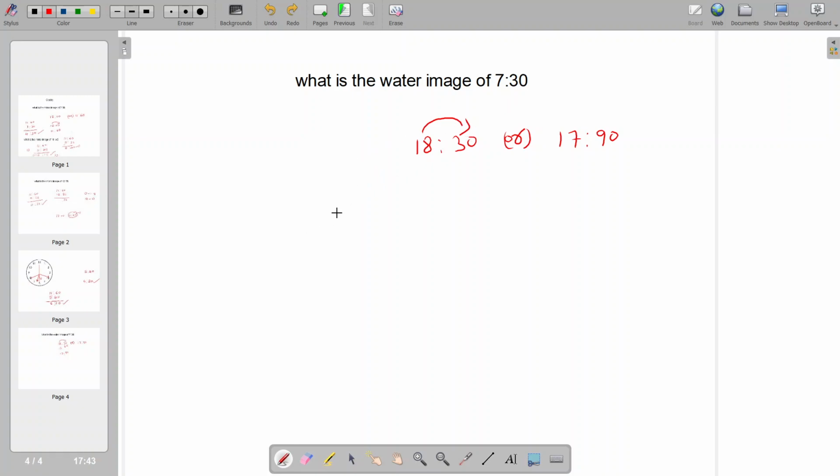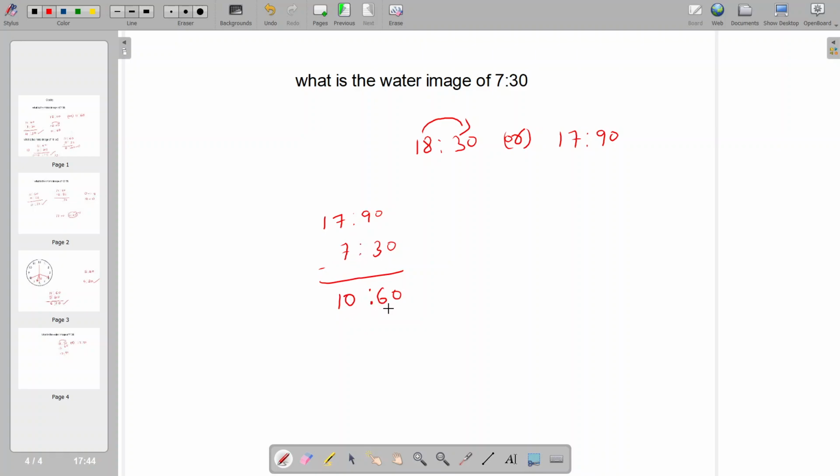What is the water image of 7:30 means we need to subtract from 17:90 minus 7:30. Okay. 0 minus 0, 0. 9 minus 3, 6. 60. 17 plus 7, how much? Sorry, we need to subtract, right? Here we are adding. 17 minus 7 means 10. We need to subtract, remember, don't add. 17 minus 7 means 10.